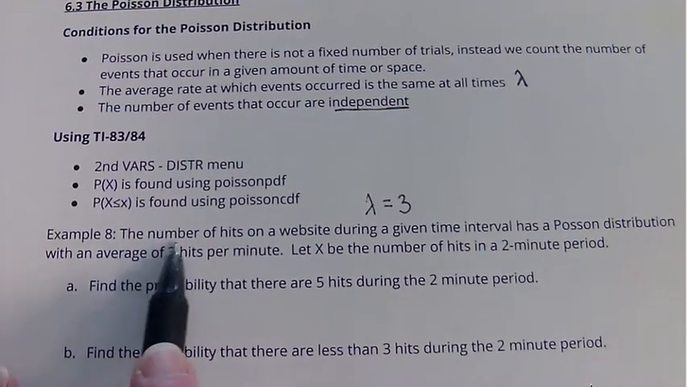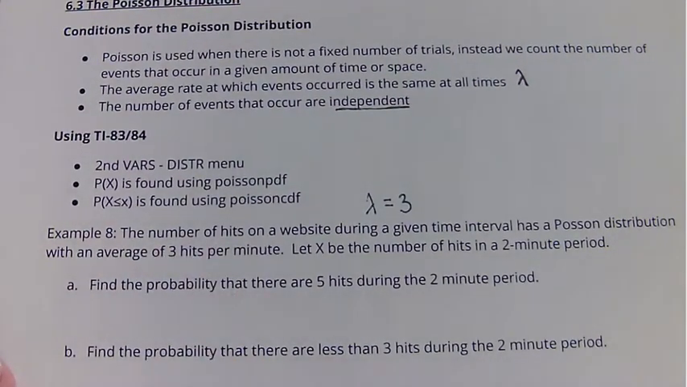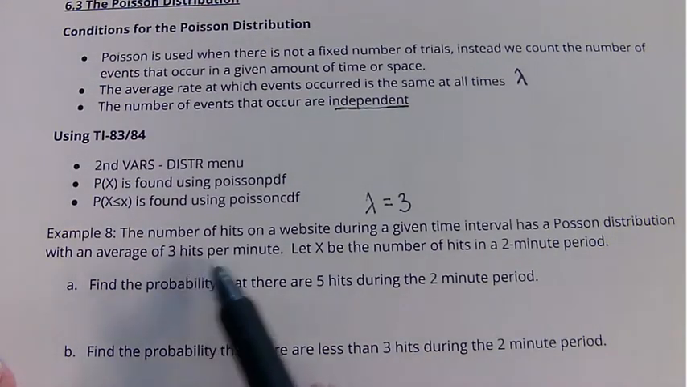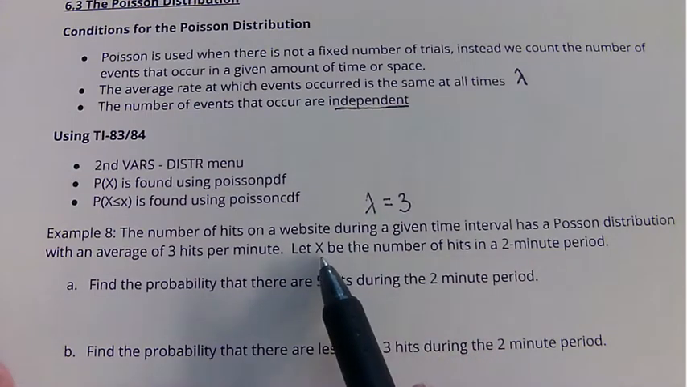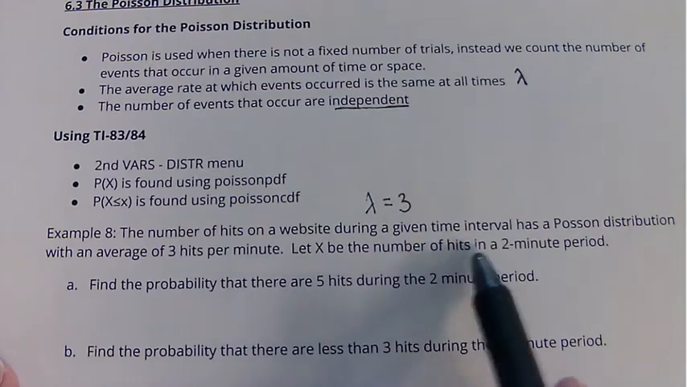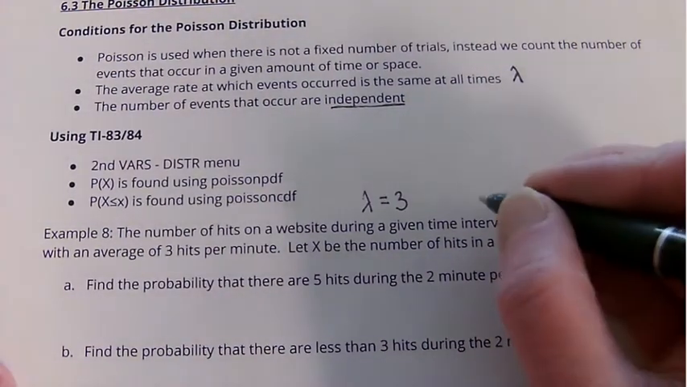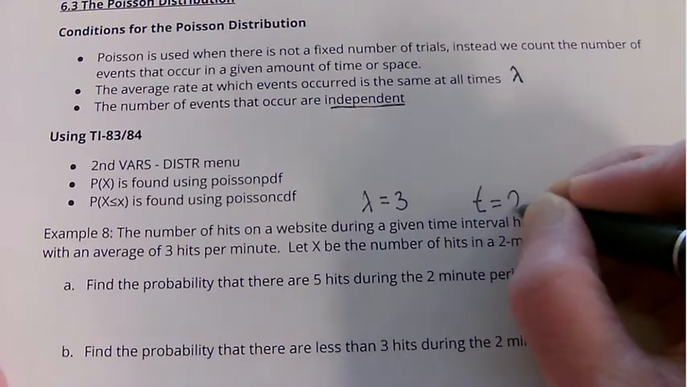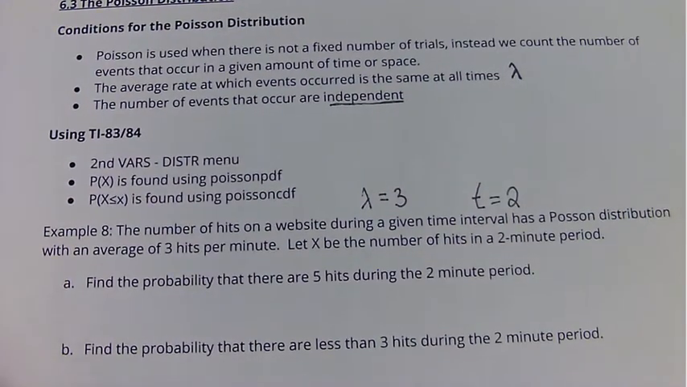So in this example, the number of hits on a website during a given time interval has a Poisson distribution with an average of 3 hits per minute. That's a lambda of 3. But we're going to let our random variable be the number of hits in a 2-minute period. So this isn't just happening over 1 minute. This is happening over 2 minutes. This is going to change how we put it in the calculator, and so the TI can be a little misleading. Actually, so can other apps. So we have to be kind of careful on putting it in the calculator.